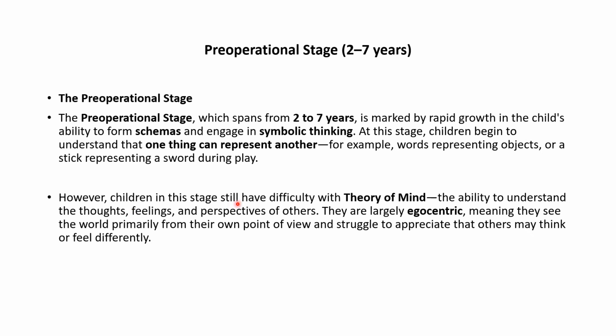However, children in this stage still have difficulty with theory of mind. Now, what is theory of mind? It is the ability to understand the thoughts, feelings and perspective of others. So they always think that whatever they see or understand is how it is. No matter what you tell them, they will not believe it. They think that whatever they are thinking or seeing is the right thing.